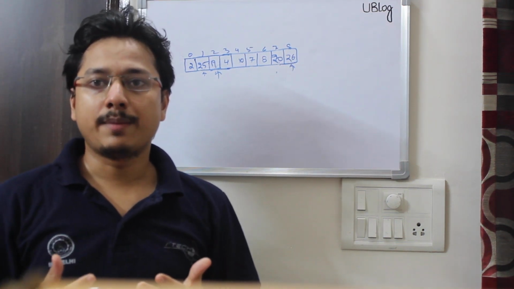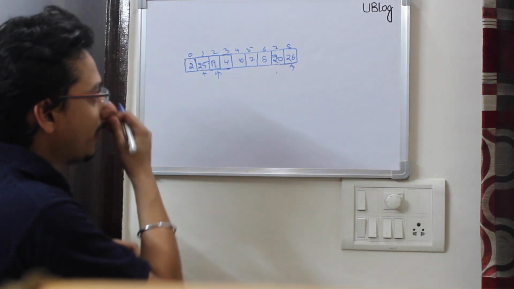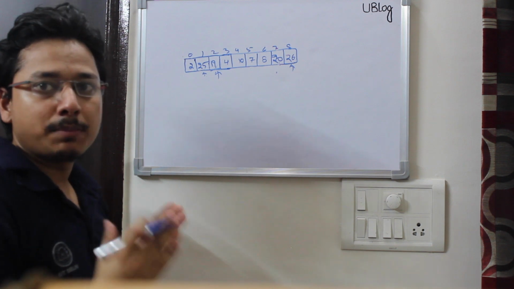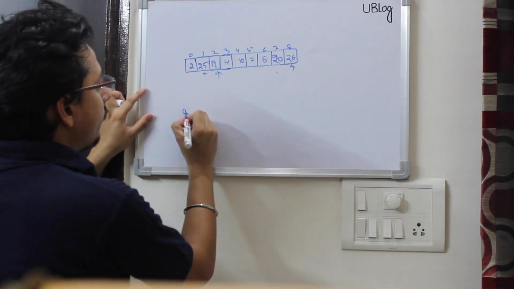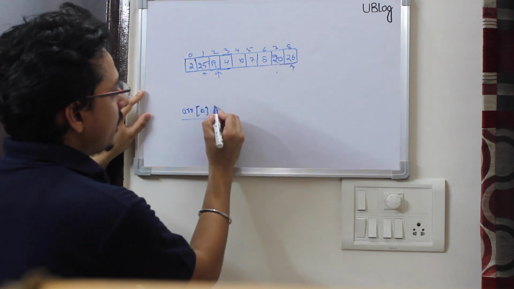Now it's time to find which element is present how many times. Since I told you I'll be using the index as the hash map key, what does array of 0 represent? Array of 0 represents basically array of 0 divided by n.